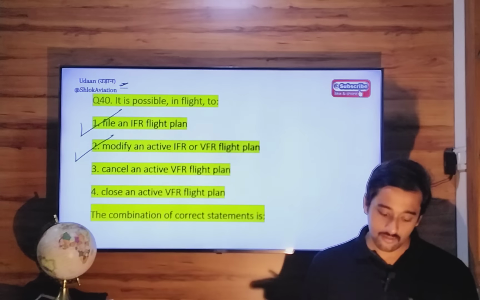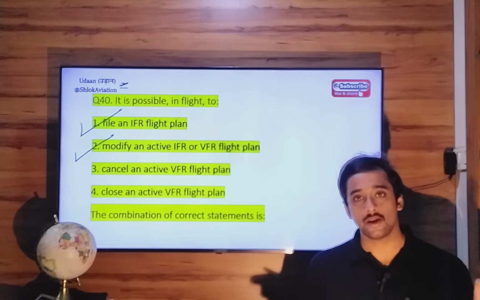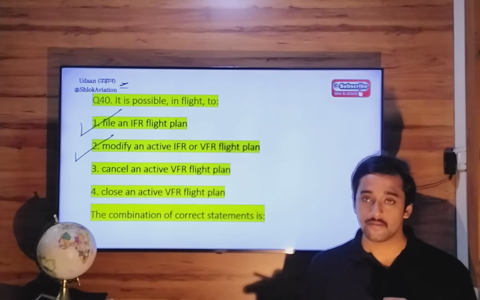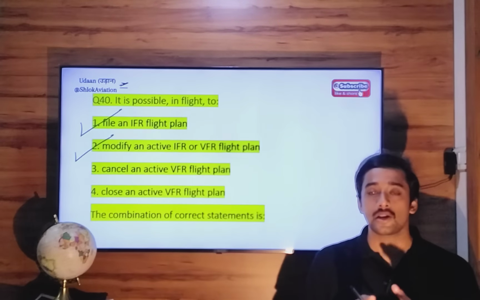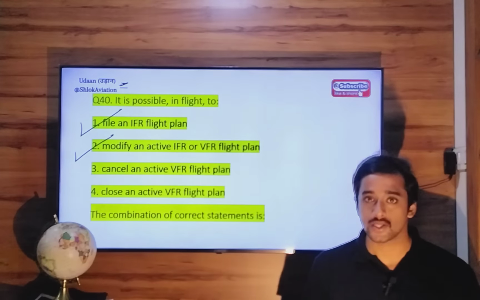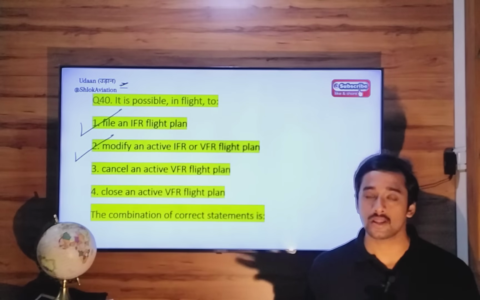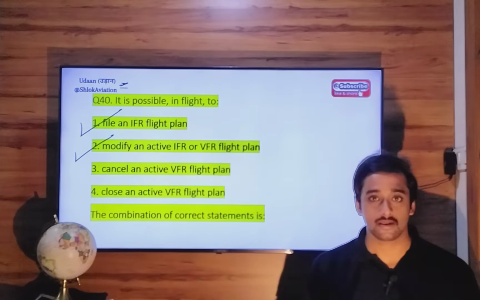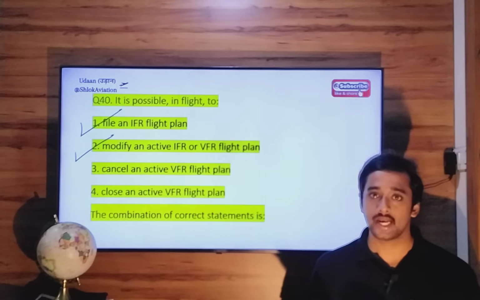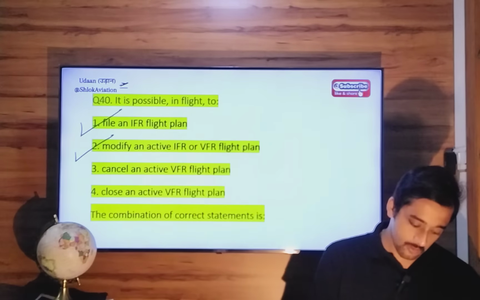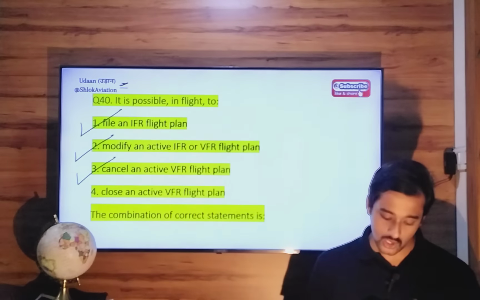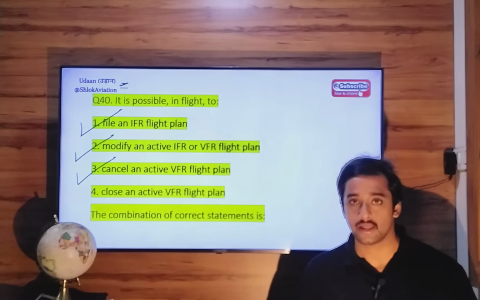Cancel an active VFR flight plan. So you're flying on a VFR flight plan, you're getting radar services, flight vectors and all that. And suddenly you choose to fly on your own. You consider you no longer require ATC services or supervision. You want to fly on your own, dead reckoning, let's say, and practice that kind of cross country navigation. You can choose to end your flight plan in air. So that is also possible. Close an active VFR flight plan. That is also possible. You can close an active VFR flight plan in air.